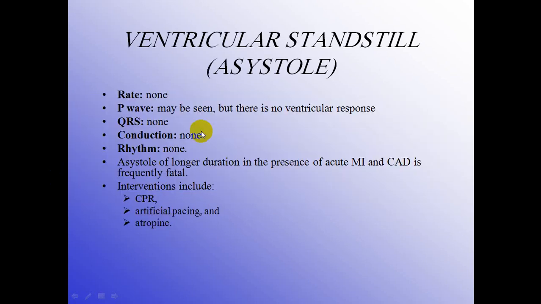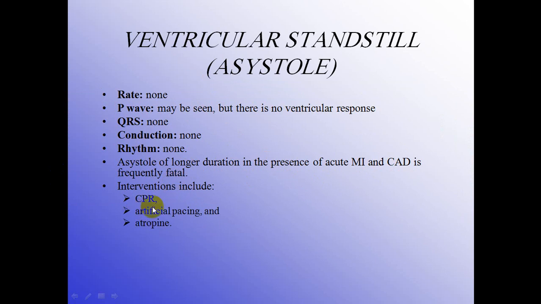Ventricular standstill or asystole: if fibrillation is not treated, it will become a straight line. The rate may not be seen, and there is no ventricular response: QRS none, conduction none, rhythm none. Asystole of longer duration means the presence of acute MI, and coronary heart disease is frequently fatal. If it is prolonged in ischemic heart disease, it's fatal.